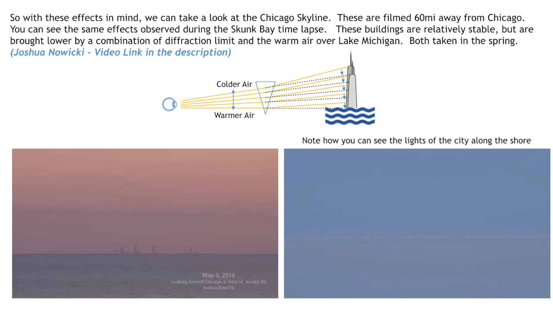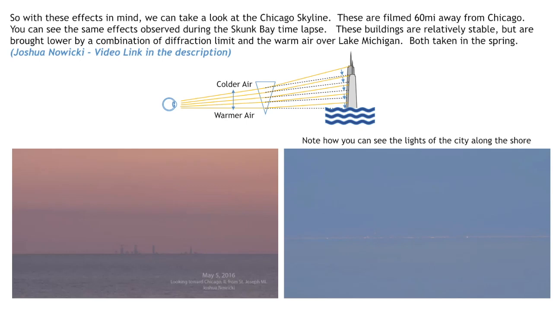So again, with these effects in mind, we can take a look at the Chicago skyline. These are filmed 60 miles away from Chicago. In other words, they're filmed across Lake Michigan from a place called St. Joseph's, typically along the other side of Lake Michigan, 60 miles away. And you can see the same effects observed during the Skunk Bay time-lapse footage. So these buildings are relatively stable somewhat, but they are brought lower by a combination of diffraction limit and the warm air over Lake Michigan.